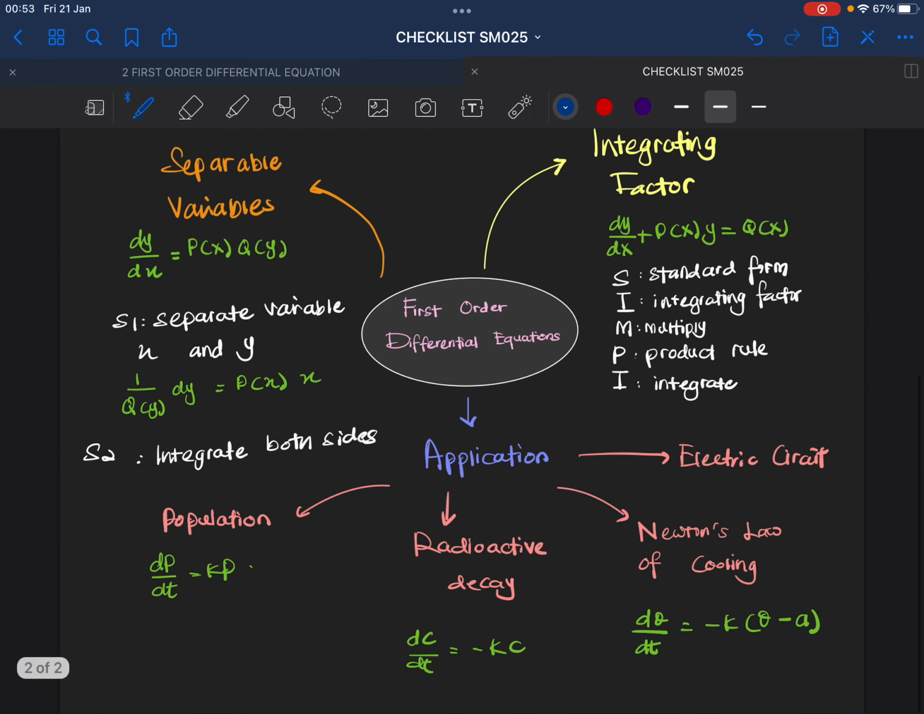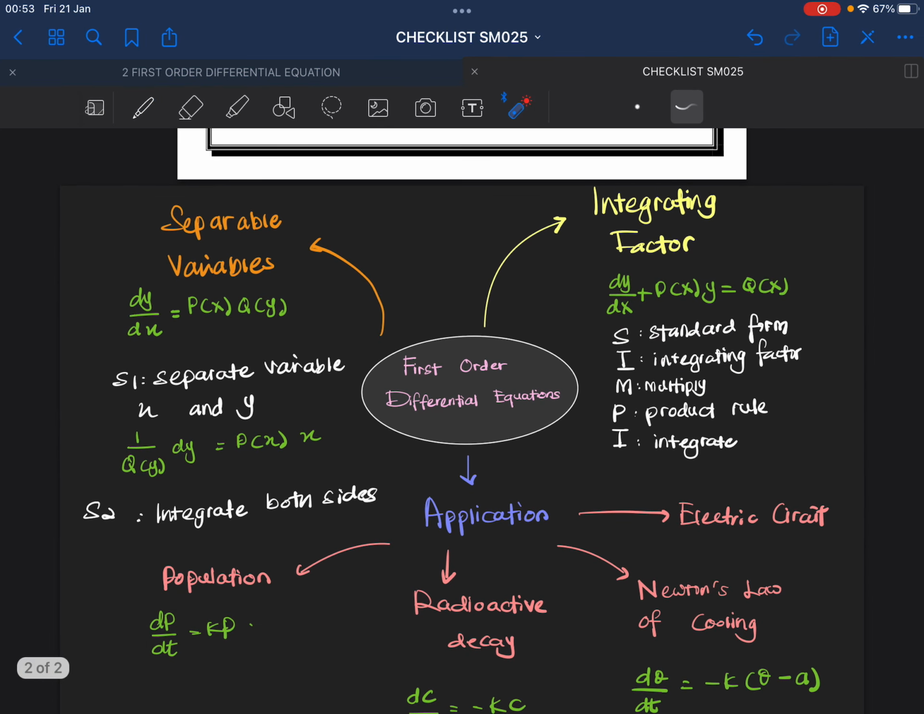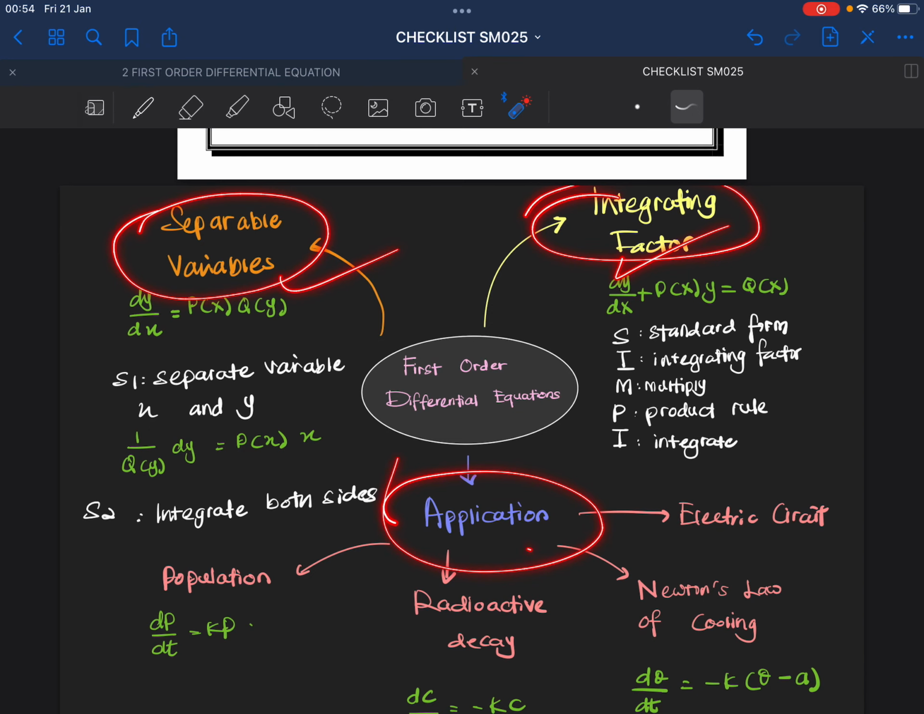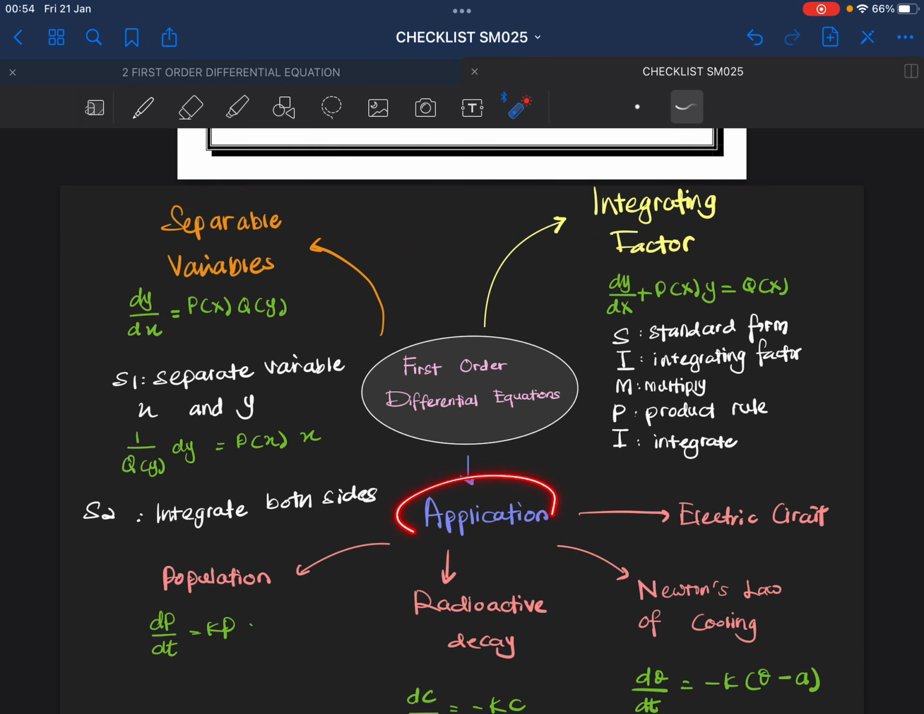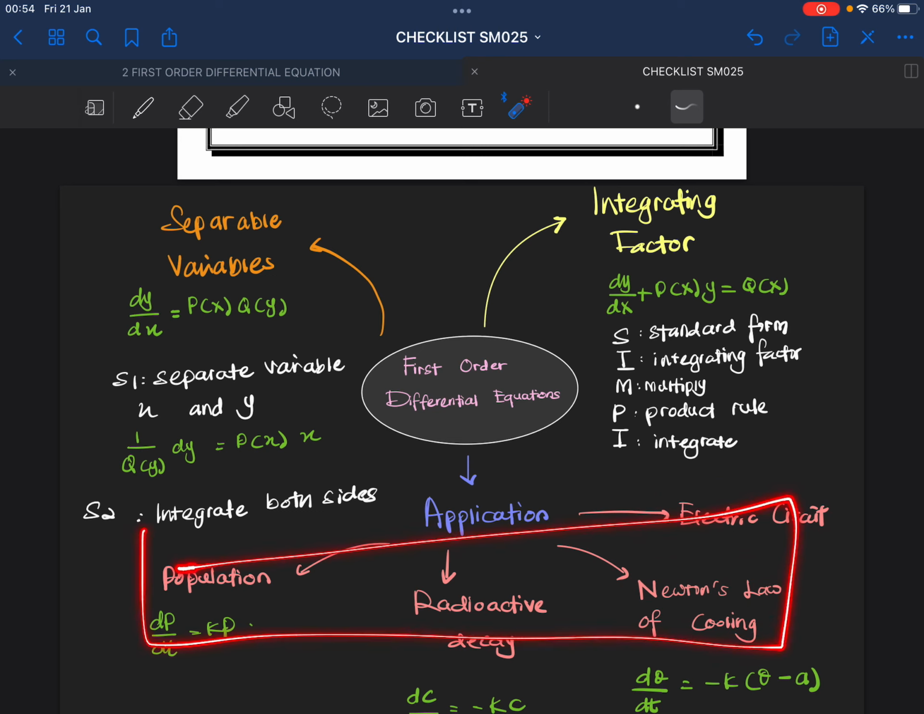Okay, so here's the summary for this chapter. Chapter 2 is very simple, very easy actually, and very short. So you can score for this chapter. Here we have three main subtopics: separable variables, integrating factor, and application. Under application, there are four applications: population, radioactive decay, Newton's law of cooling, and electric circuit. Basically for application, we have to apply both of these.